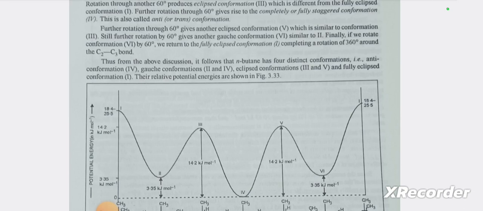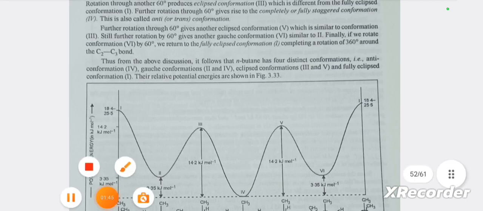Further rotation through 60 degrees gives another eclipsed conformation, fifth, which is similar to conformation third. Still further rotation by 60 degrees gives another gauche conformation, sixth, similar to second. Finally, if we rotate conformation sixth by 60 degrees, we return to the fully eclipsed conformation first, completing a rotation of 360 degrees around the carbon second and carbon third bond.